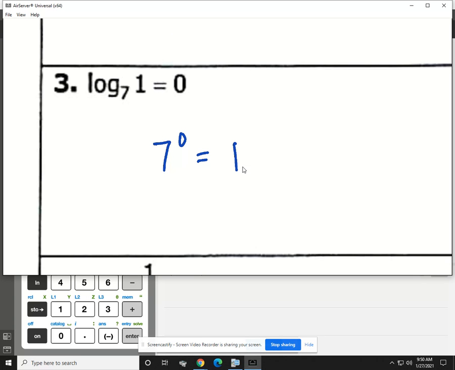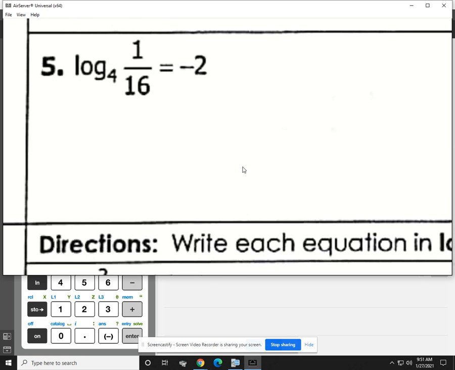Okay? Now go on down here to number 5. How would we rewrite this one? 4 to the negative second equals 1 over 16. Again, 100% true. What's 4 squared equal? 16, right? So how do I make it when it's negative? I flip it, 1 over 16. Absolutely true, okay? They're connected.